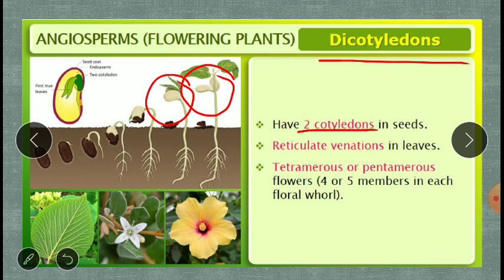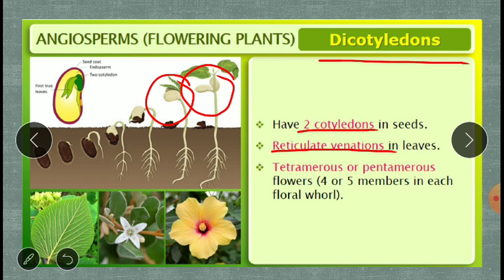You can take simple daily life examples like your groundnut or the peas or your dals, like your tur dal or moong dal. All these can be split into two equal halves and are called the dicotyledons. These dicotyledonous plants, which have two cotyledons, even their leaf is different. They have reticulate venation in leaves.